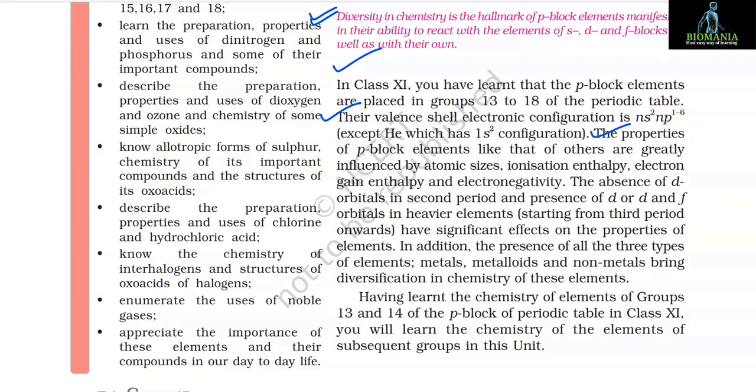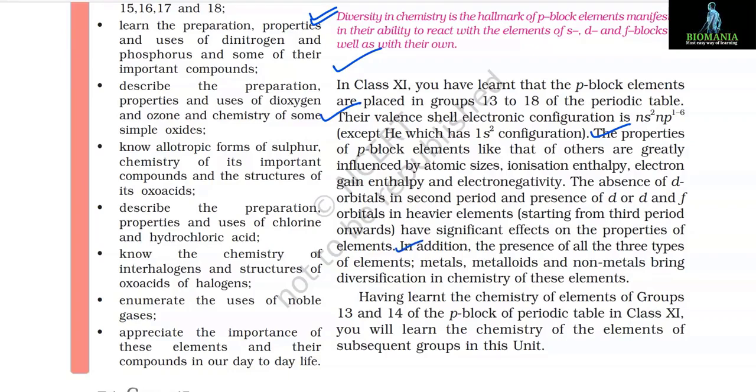The properties of p block elements, like that of others, are greatly influenced by atomic sizes, ionization enthalpy, electron gain enthalpy and electronegativity. The absence of d orbitals in second period and presence of d or d and f orbitals in heavier elements starting from third period onwards have significant effects on the properties of elements.